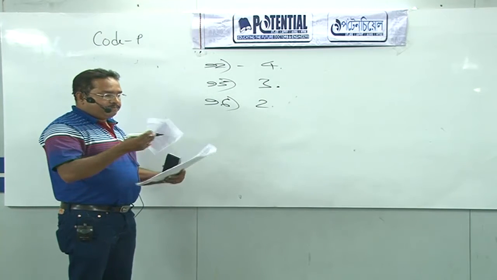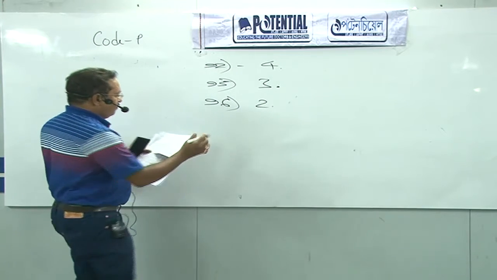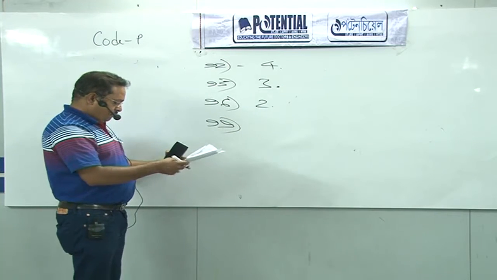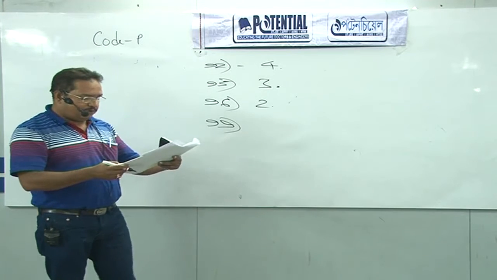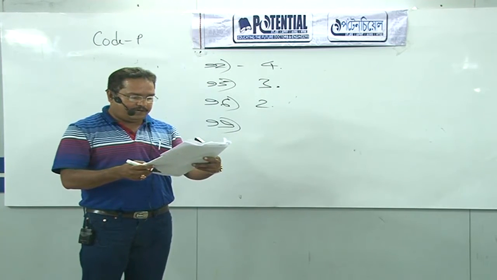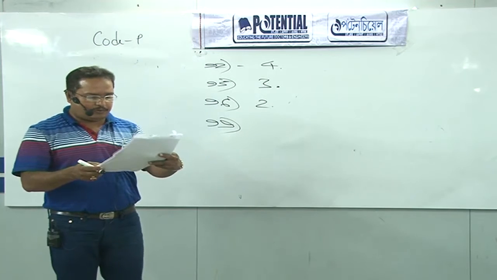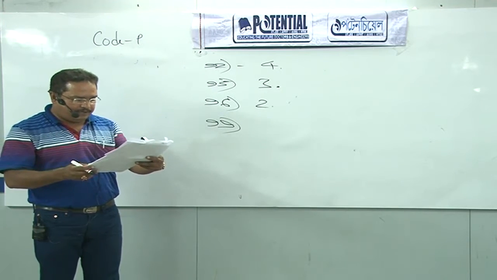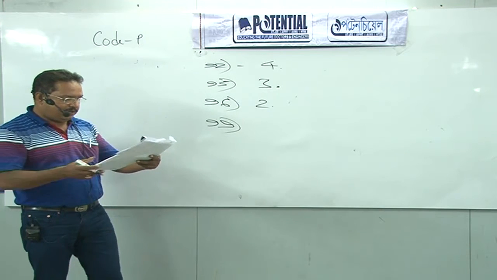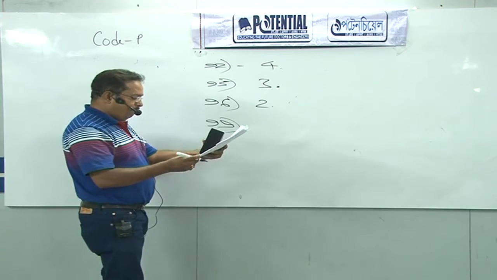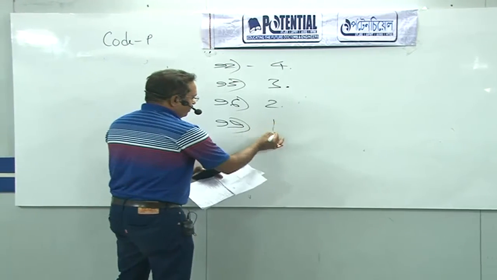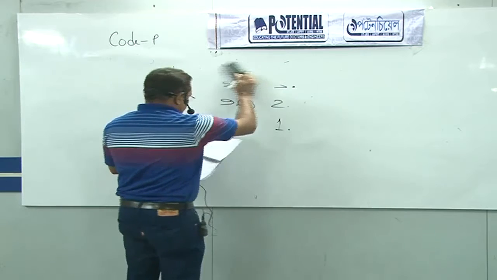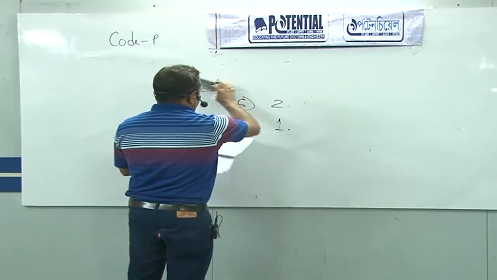Then question number 99. The question was, name the chronic respiratory disorder caused mainly by cigarette smoking. We know that cigarette smoking causes disorder in our respiratory system and it mainly damages our alveoli. The disease that mostly happens in cigarette smoking is emphysema. That is option number 1.